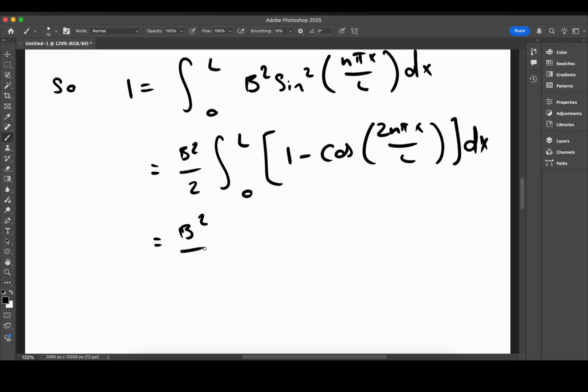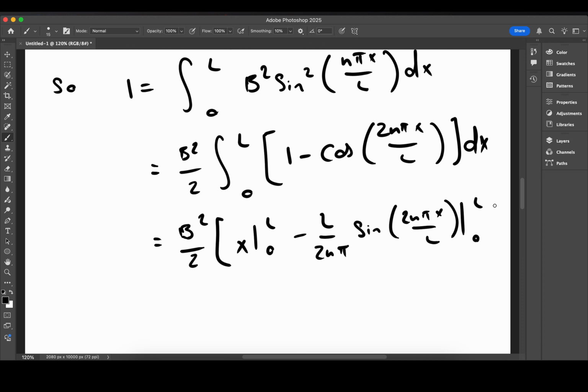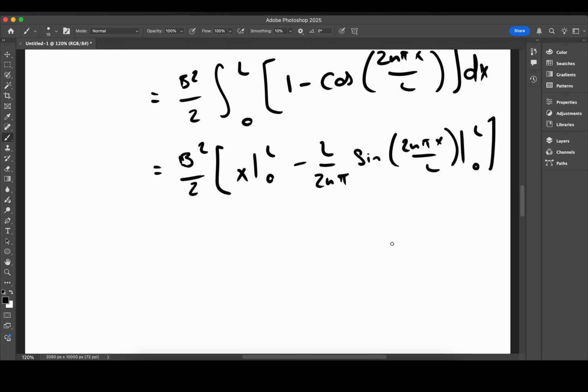We just get that this is B squared over 2, that stays the same. And then we get that this is just x from 0 to L, minus L over 2n pi sine of 2n pi x over L, also from 0 to L, by our favorite fundamental theorem of calculus. Also super easy to evaluate. I'm not really going to expand it, but I know the first term here is just going to be L, and the second term has to be 0 because sine of 0 is 0. This whole thing vanishes.